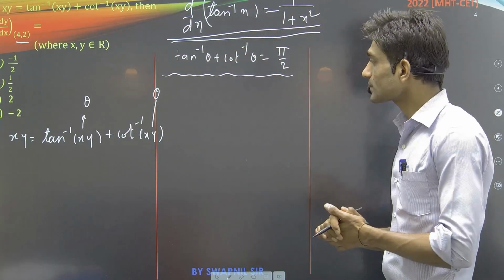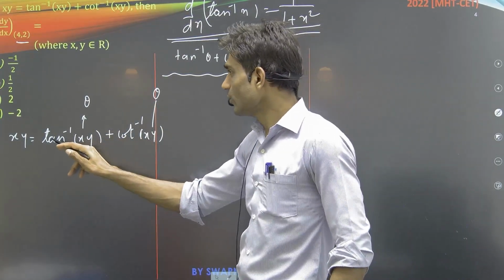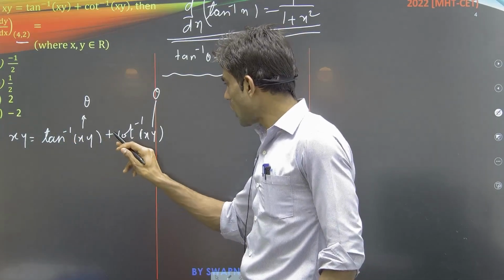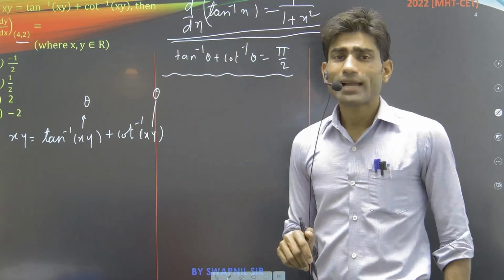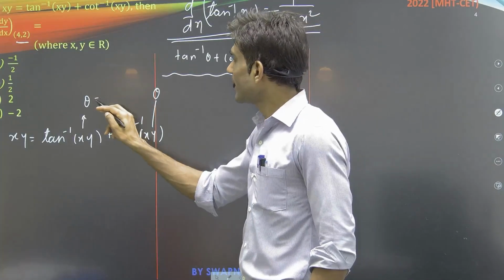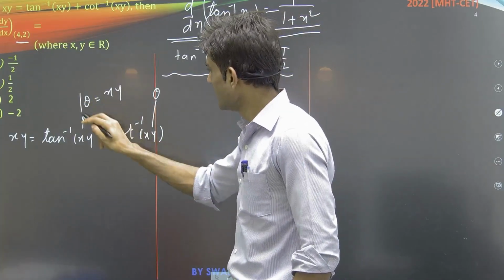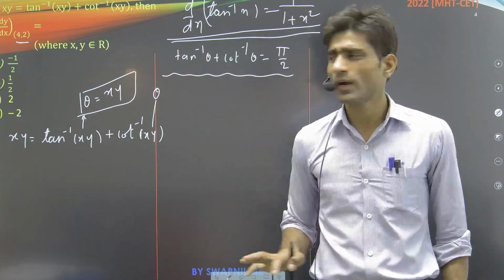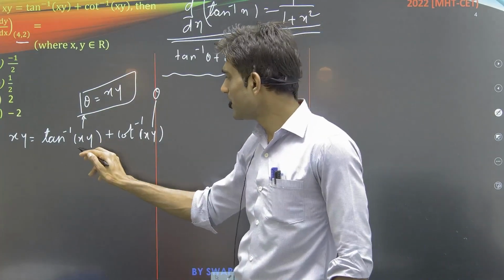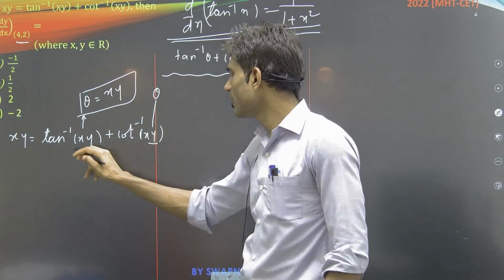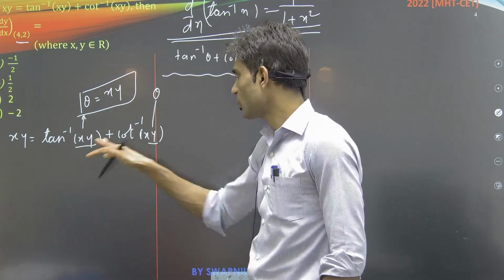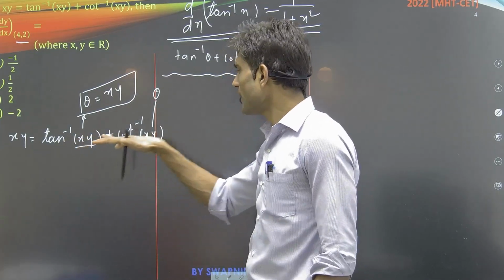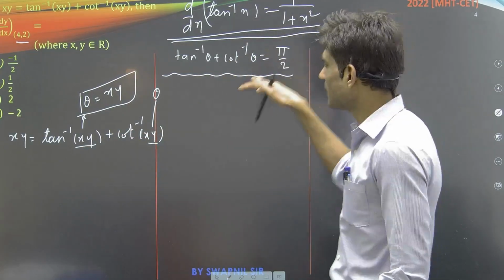That means tan inverse of theta plus cot inverse of theta is pi by 2. So I consider theta here as xy. Theta you may consider anything you want, but theta needs to be the same in both places. Both thetas need to be the same. So tan inverse of x plus cot inverse of x can be written as pi by 2.